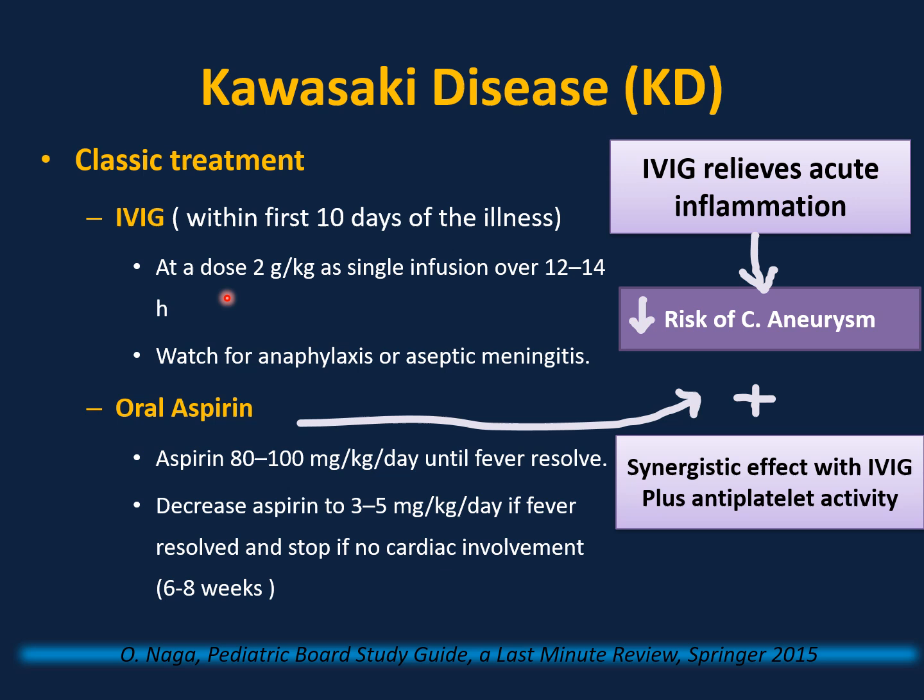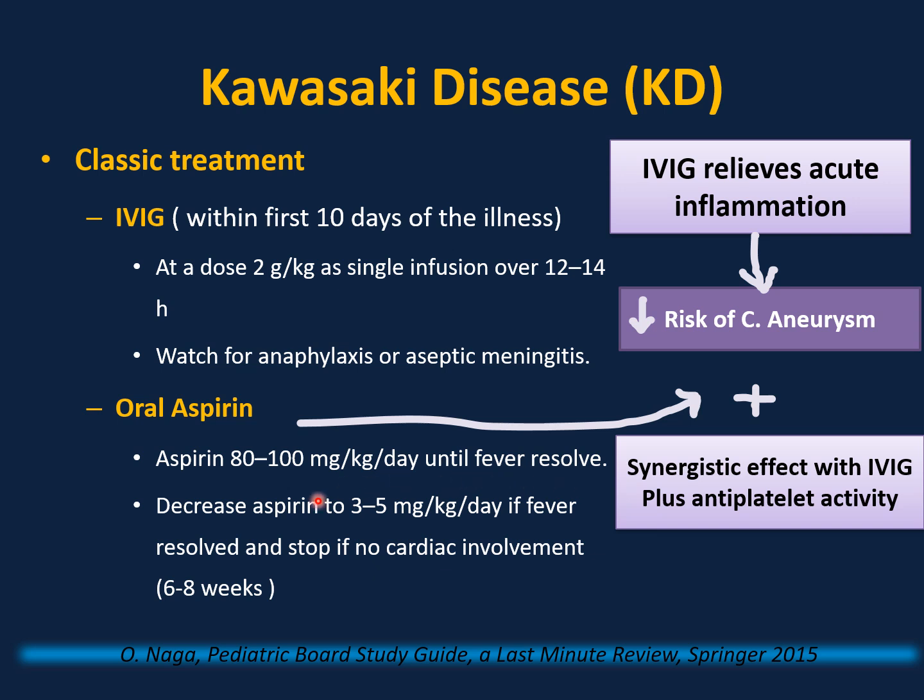If the patient develops rash during infusion, you can slow down the infusion rate and give Benadryl. Watch for anaphylaxis or aseptic meningitis. Aspirin, because it has antipyretic effect, anti-inflammatory, and also has a synergistic effect with IVIG plus antiplatelet activity. You start with high dose, 80 to 100 milligram per kilo per day until the fever resolves. Wait 48 to 72 hours.